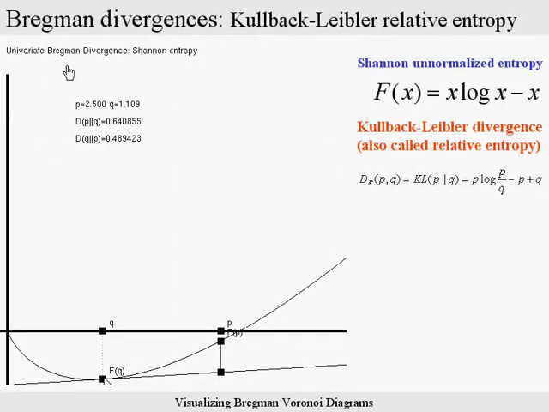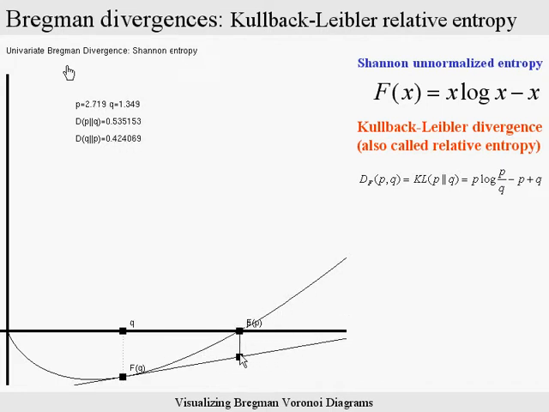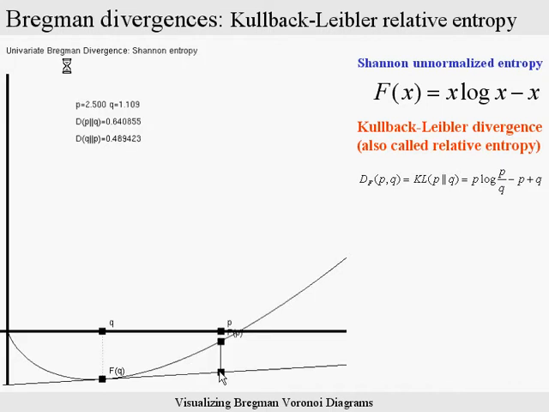Let us now consider f of x equal x log x minus x. This is the so-called Shannon unnormalized entropy, and the induced Bregman divergence is the Kullback-Leibler divergence that is famously known as the relative entropy. We illustrate again the divergence by plotting the function.